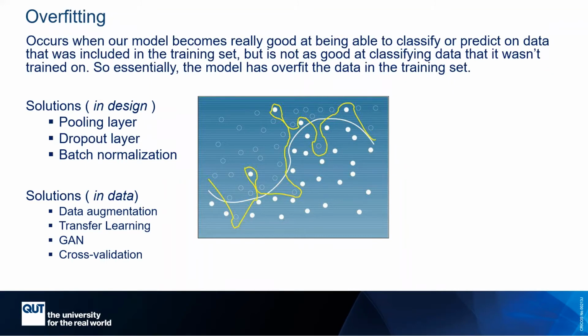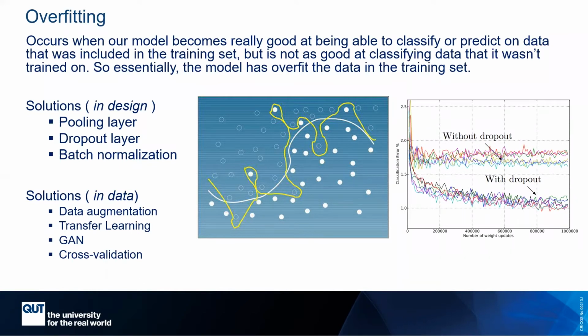There are different directions. The first one, from the design point of view, is using a pooling layer, dropout layer, or batch normalization; all of these help in terms of overfitting. Another solution is to increase the data set and have several scenarios to deal with that, for example data augmentation, of which there are several types, or transfer learning, or GANs to generate more data. Cross-validation can also help in this problem.